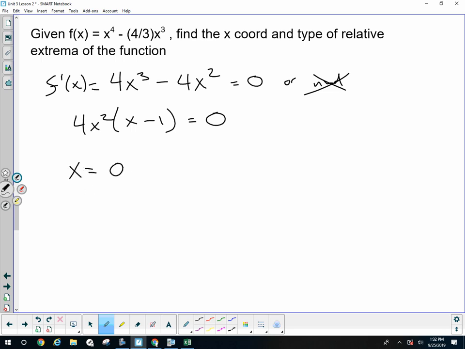Our critical points are just 0 and 1. So hopefully we got that. This is like a question that we would have had on our quiz today, finding critical points. The extra step today is our sign analysis. Once my cursor comes back, we'll do that.